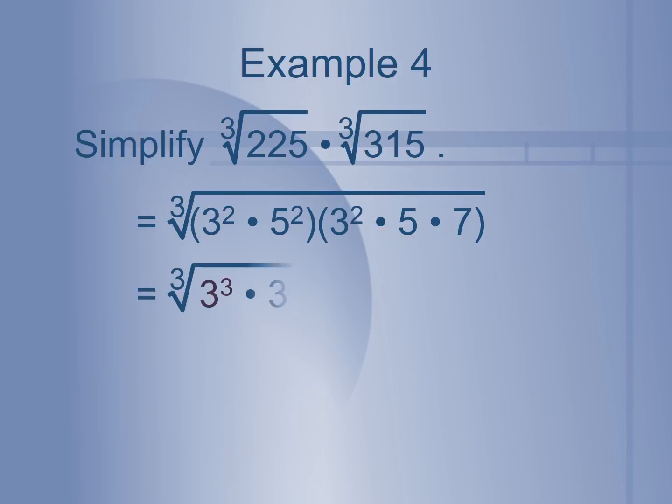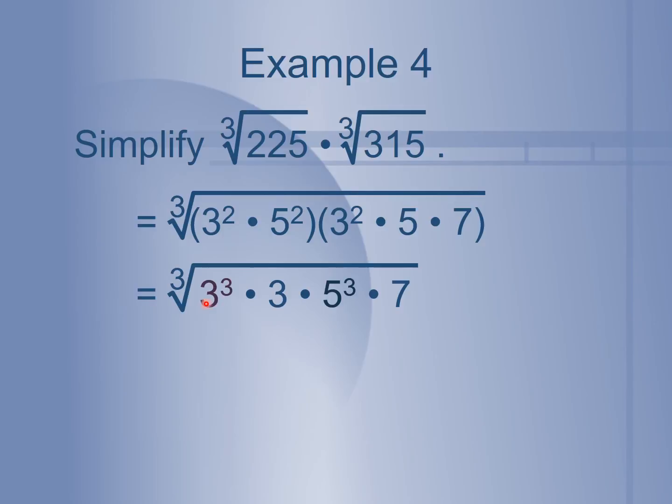So remember, we're looking for groups of 3 to be able to simplify to be out of the radical. So we have 3 squared and 3 squared, which is the same as saying 3 cubed times 3. And we have 5 squared times 5, which is 5 cubed. And then we have 7. So notice I wrote this in terms of cubes, if possible, so that way I can see what will simplify and become out of the radical.